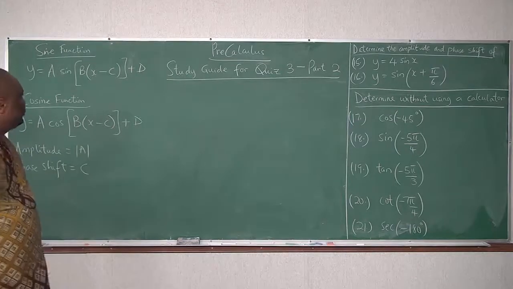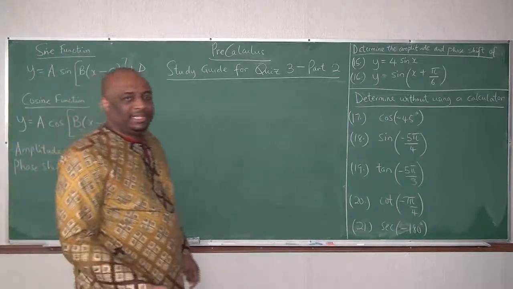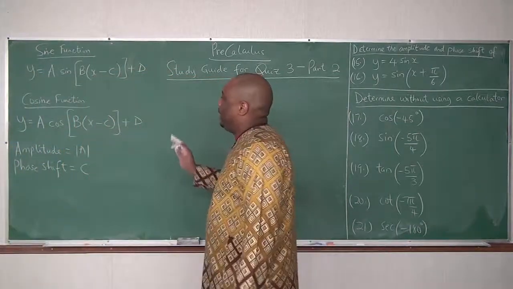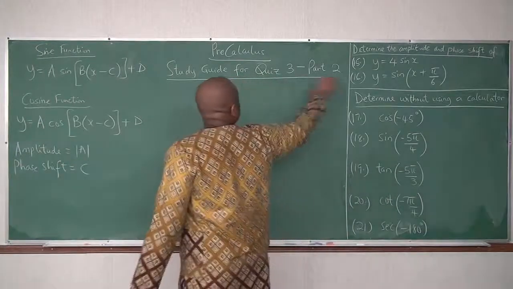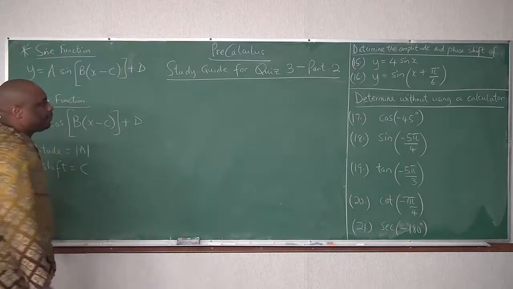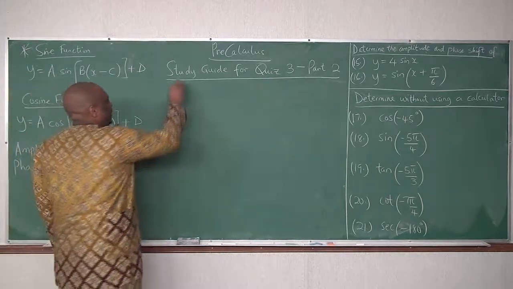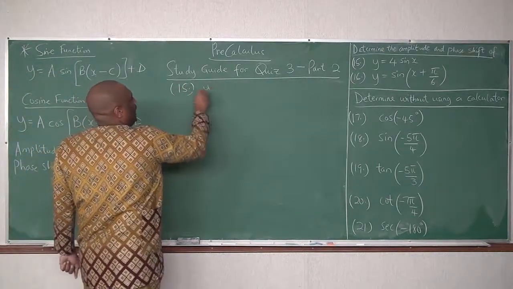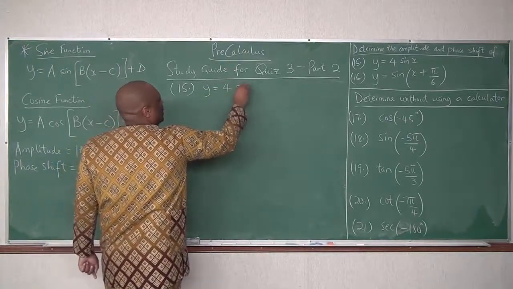And then the vertical translation is D. Alright, now we're gonna use sine because this is sine. So this is the only thing we'll use here. This is what we use. Okay. Number 15, we have y equal to 4 sine x.